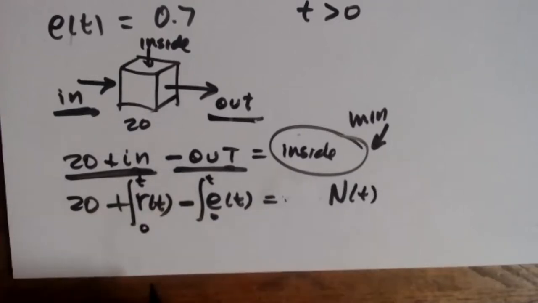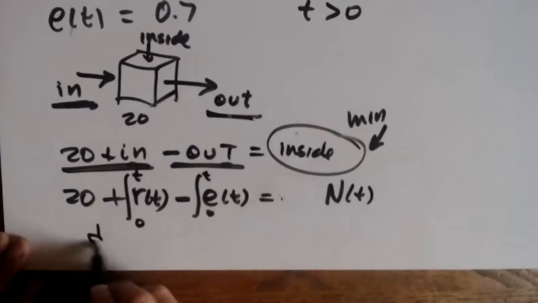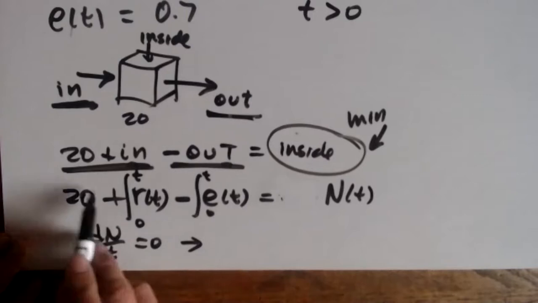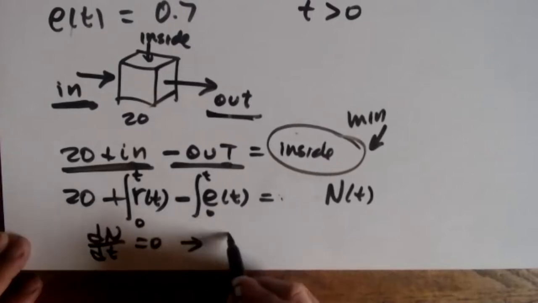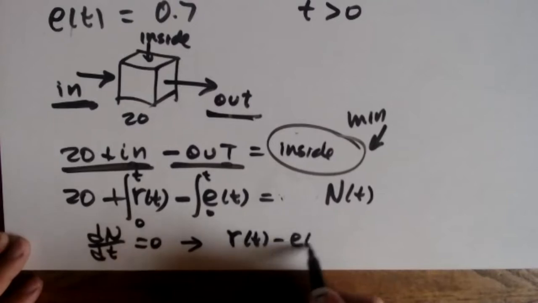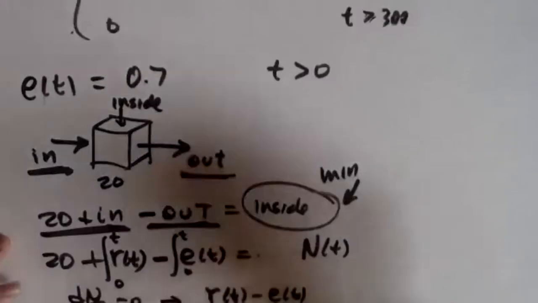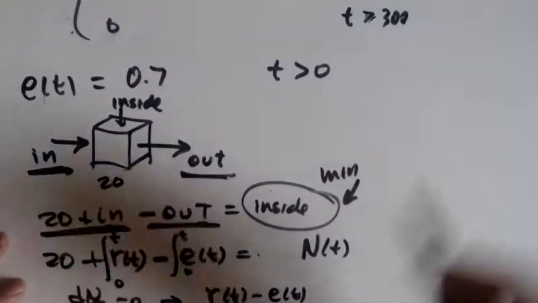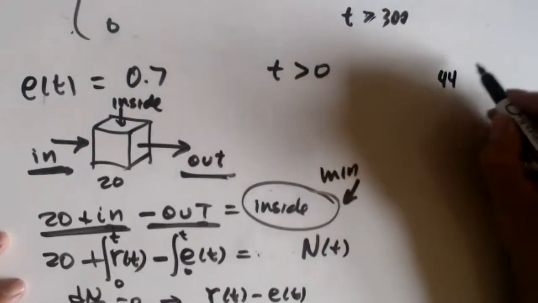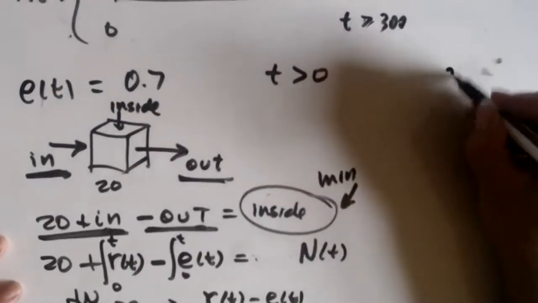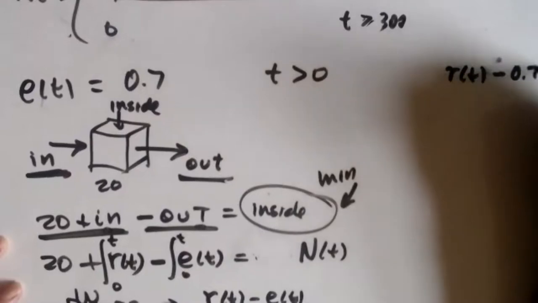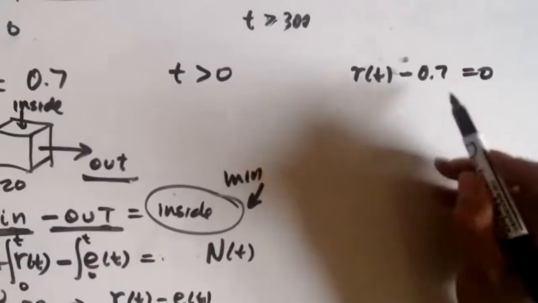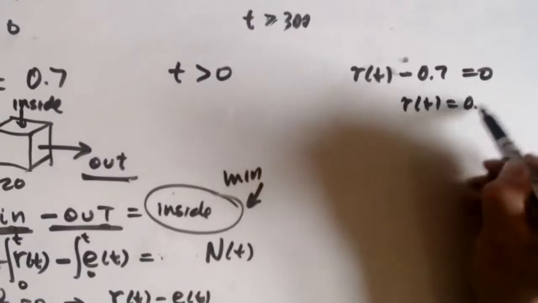So take the derivative of this: dn/dt is this derivative. The derivative of the 20 is 0, and then you have R(t) minus E(t), correct? Now I have to find in this interval, R(t) minus 0.7 equals 0. So how do you solve this one? Well, R(t) equals 0.7.